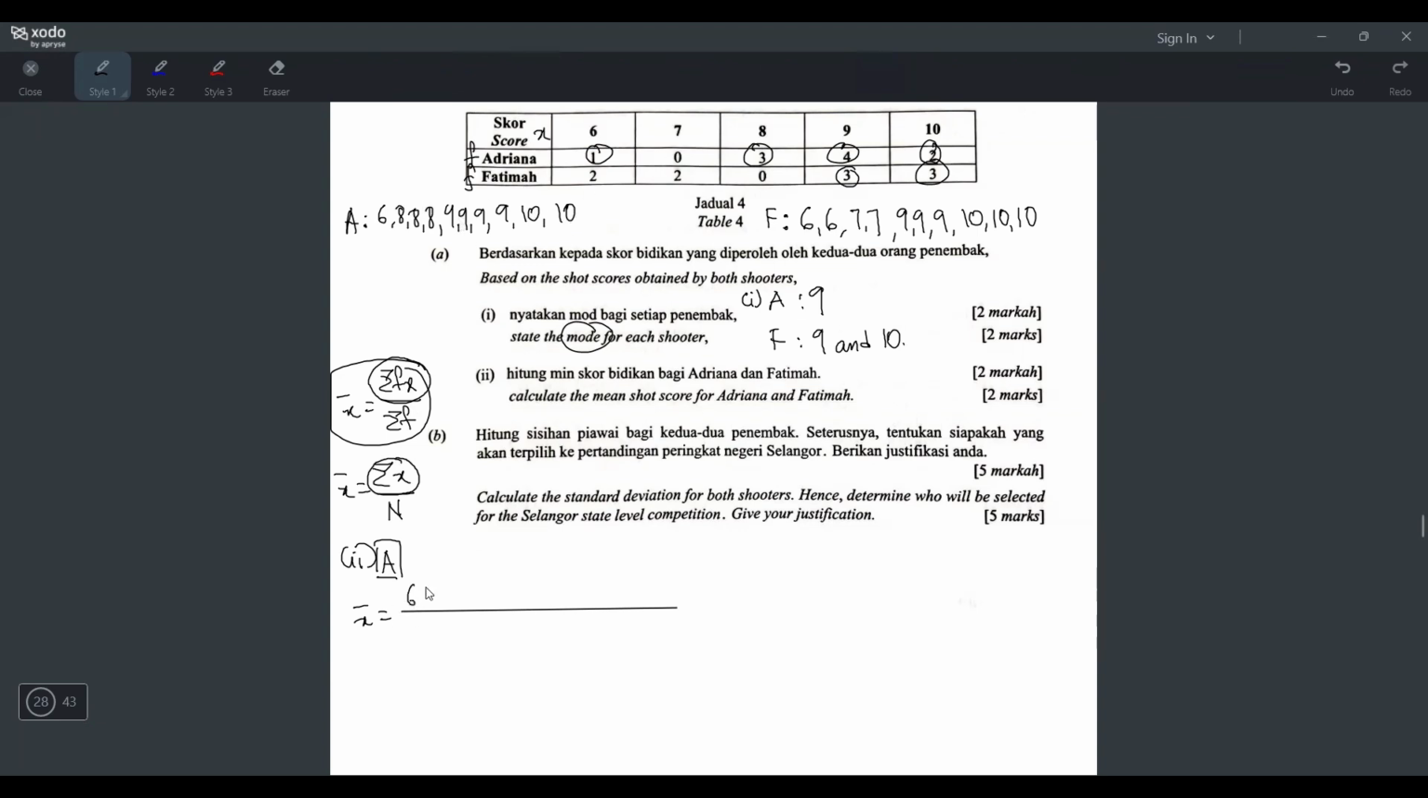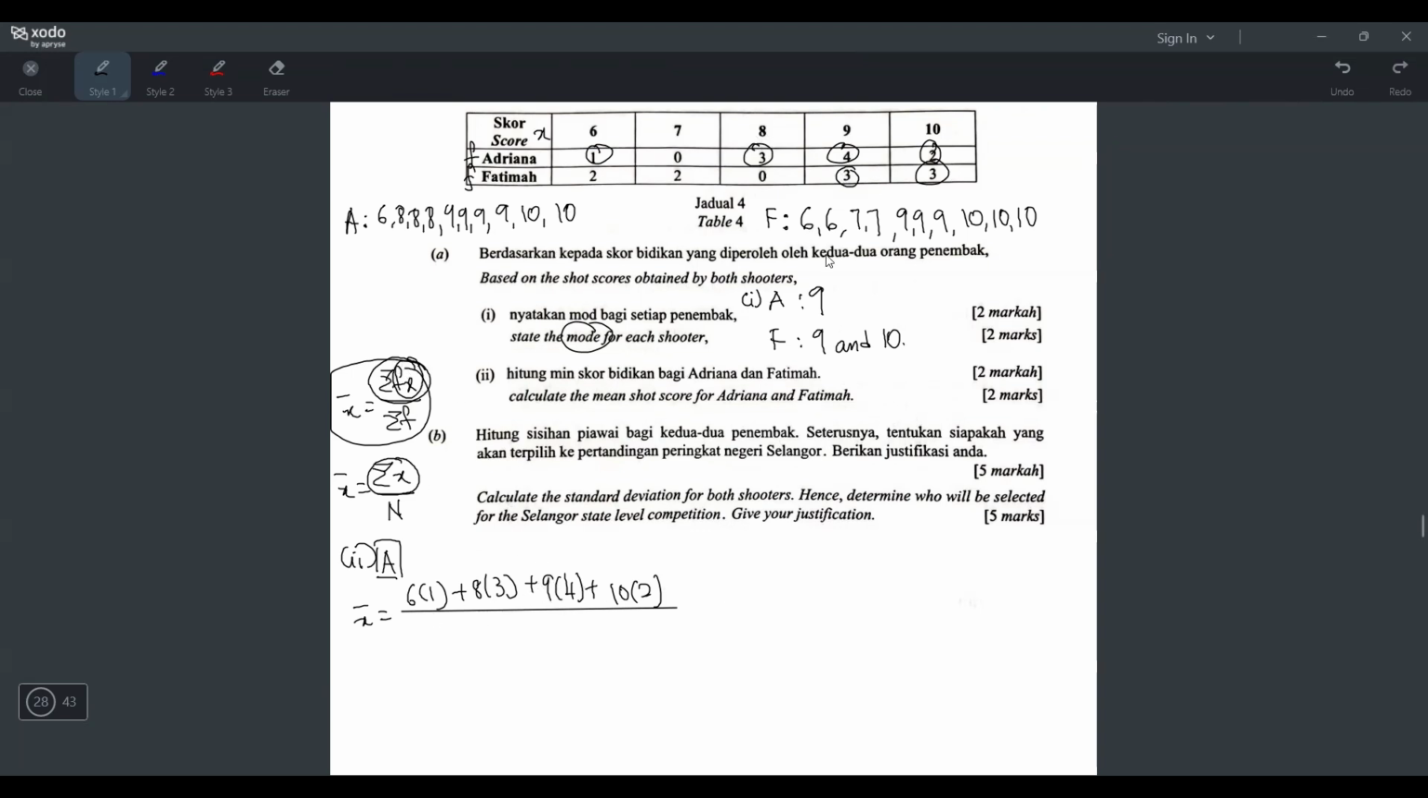Why not you just take 6 times with 1 times with the frequency plus with 7 times 0, which is 0, so no need to write. And since you want to take 8 plus 8 plus 8, why not you straight away take 8 times 3, right? And then plus with 9, 4 kali is just 9 times 4 lah, it's faster, right? And then 10 times 2, yeah. It's the same meaning. If you take all this add together, it's the same as this. Okay, that is why when they give you frequency, you can just take the data times with the frequency and then jumlahkan semua. And then take the sum, right?